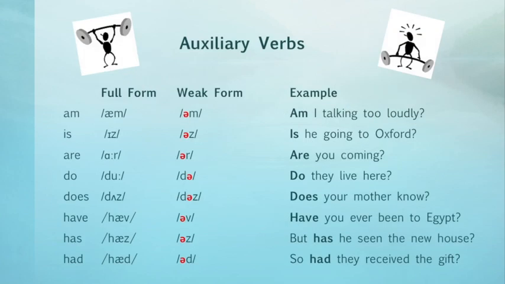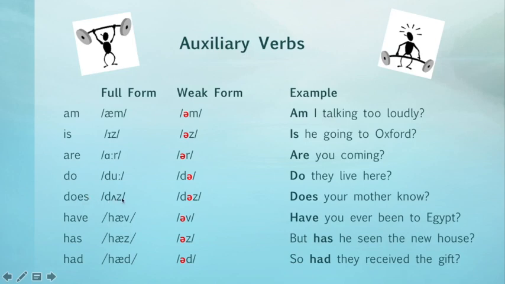So let's take a look at the weak form of some auxiliary verbs. So here, am is the full form, but you might just hear the weak form. An example is, am I talking too loudly? And instead of is, you might just hear the weak form. Is he going to Oxford? Instead of are, you might just hear er. Are you coming? Instead of do, you might just hear duh. Do they live here?